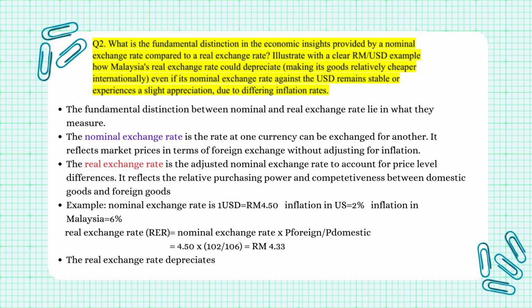For example, the nominal exchange rate is 1 USD equals to RM 4.50, and inflation in the US is 2% while Malaysia is 6%. So for the real exchange rate, the formula is nominal exchange rate times price of foreign over price of domestic. So we will get 4.50 times 102 over 106, and the answer is RM 4.33. The real exchange rate.